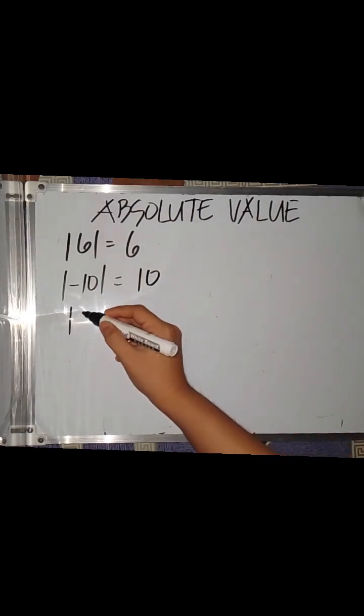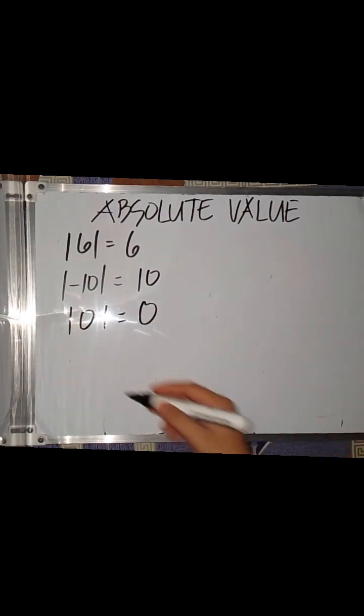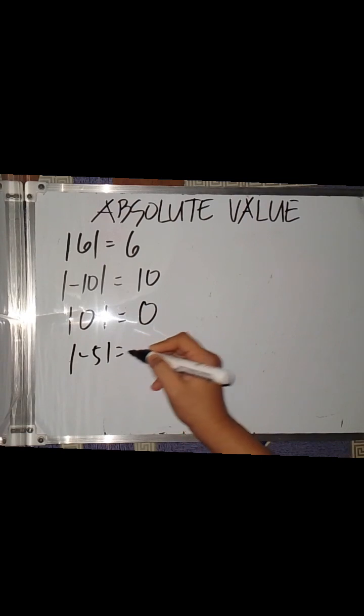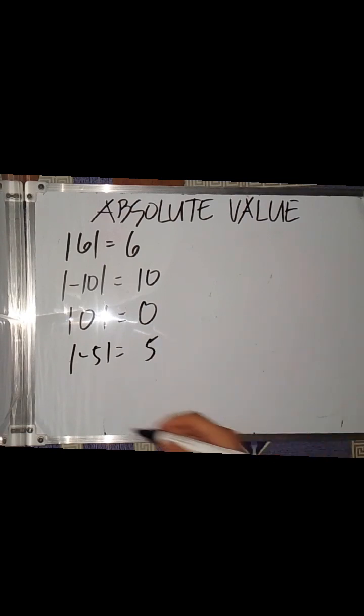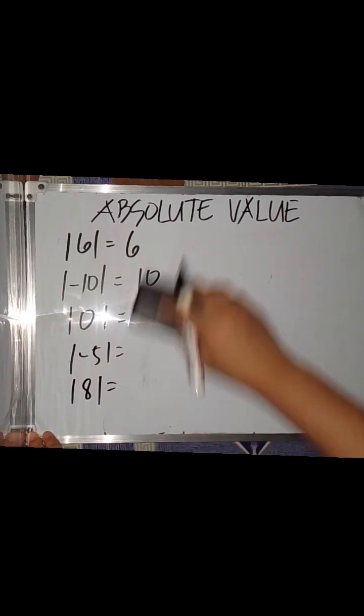So the absolute value of 0 is equal to 0. The absolute value of negative 5 is equal to positive 5. The absolute value of positive 8 is also equal to positive 8. So those are examples of absolute values.